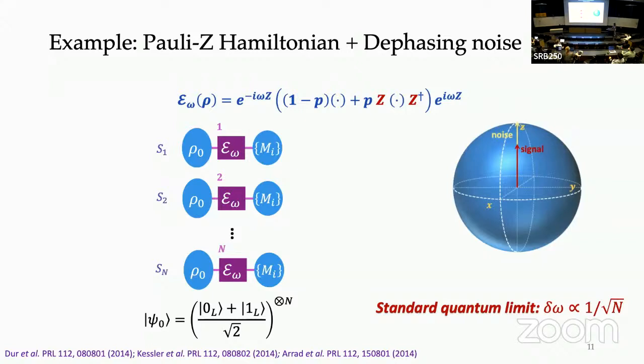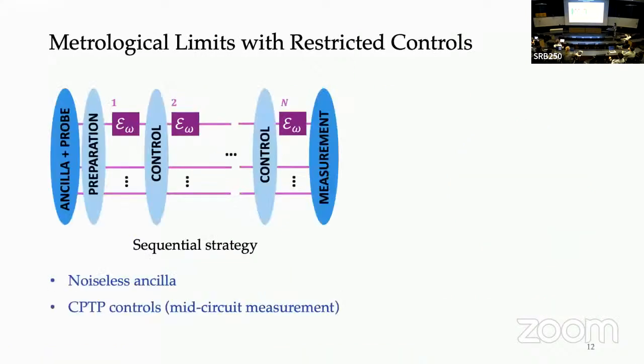Okay, so this is the example from the previous literature. One thing I'd like to point out is that although we can recover the Heisenberg limit when there's noise, the protocol is quite complicated. For example, if we want to use the sequential strategy, then we need to have a noiseless ancilla, which is quite expensive in practice. We also need to perform CPTP channels during the evolution, or at least some kind of mid-circuit measurement, which can be quite noisy in practice.